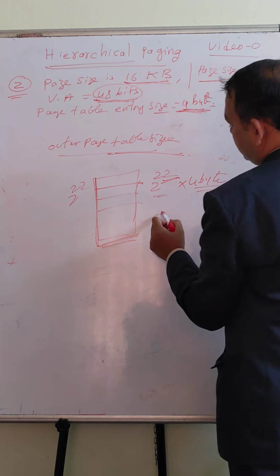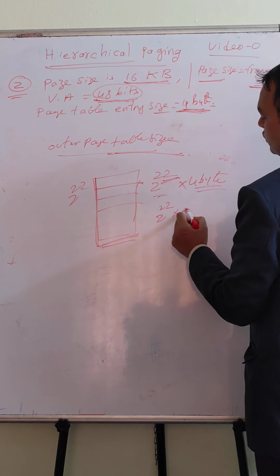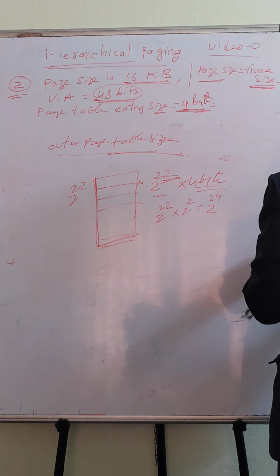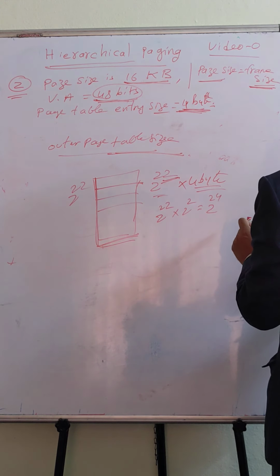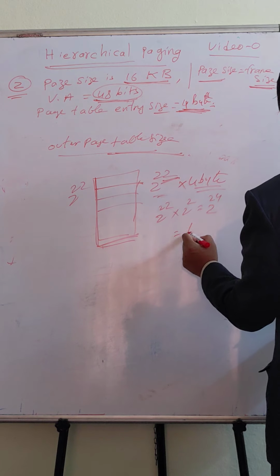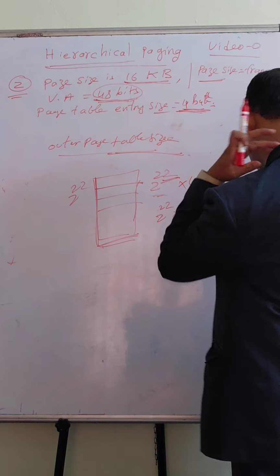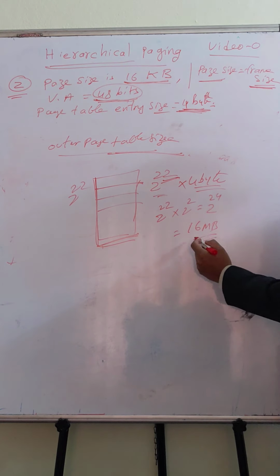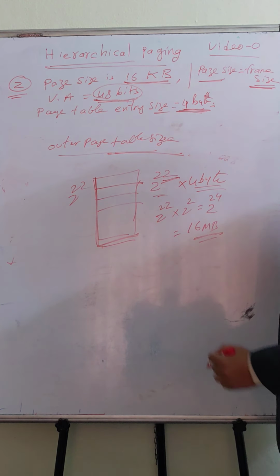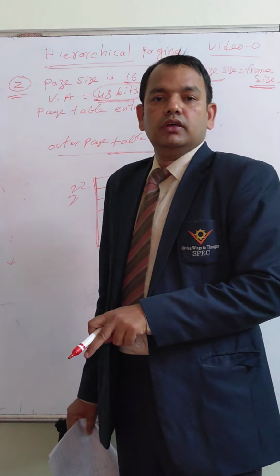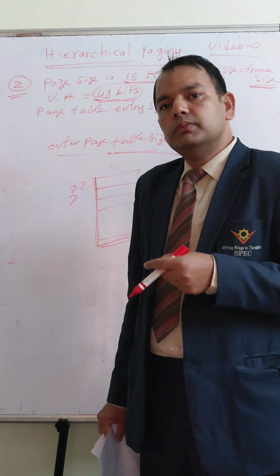So the size of the inner page table is 2^22 times 2^2, which is 2^24 bytes, equal to 16 MB. This is 16 MB of outer page table. Are you getting my point? This is the outer page table. How do we calculate the outer page table?